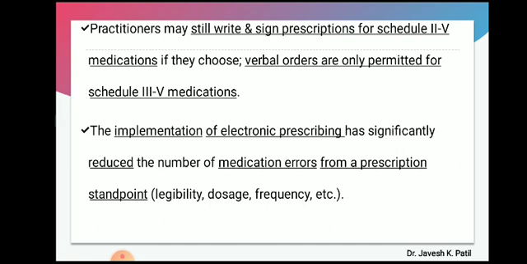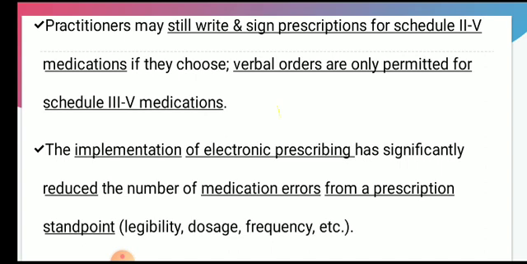Doctors or practitioners may still write and sign such prescriptions for schedule 2 to schedule 5 medications if they choose. Verbal orders are only permitted for schedule 3, 4 and 5 medications, as we have seen. It is compulsory for doctors to write and sign the prescription for all of them. It is not compulsory that only verbal orders be used for schedule 5, not like that.